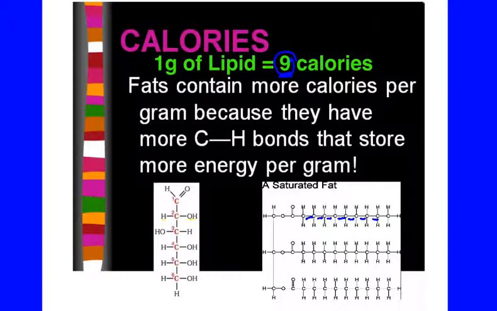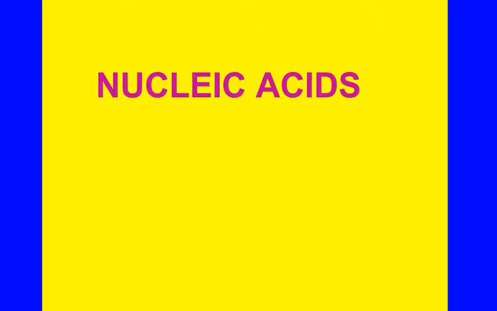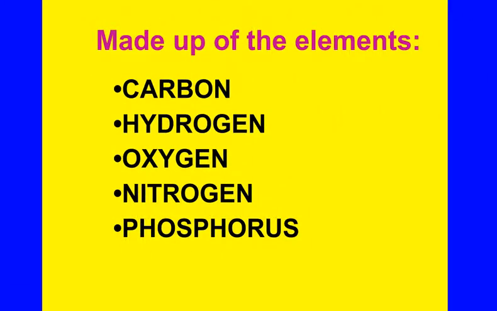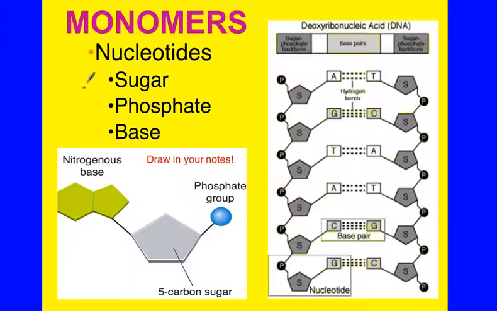Now, we're going to look next at nucleic acids. Nucleic acids are also very important molecules in your body. They're made up of carbon, hydrogen, oxygen, and we're going to add nitrogen and phosphorus to that list for nucleic acids. The building blocks, or the monomers, for nucleic acids are called nucleotides. We need to make sure that we highlight this one, nucleotides.